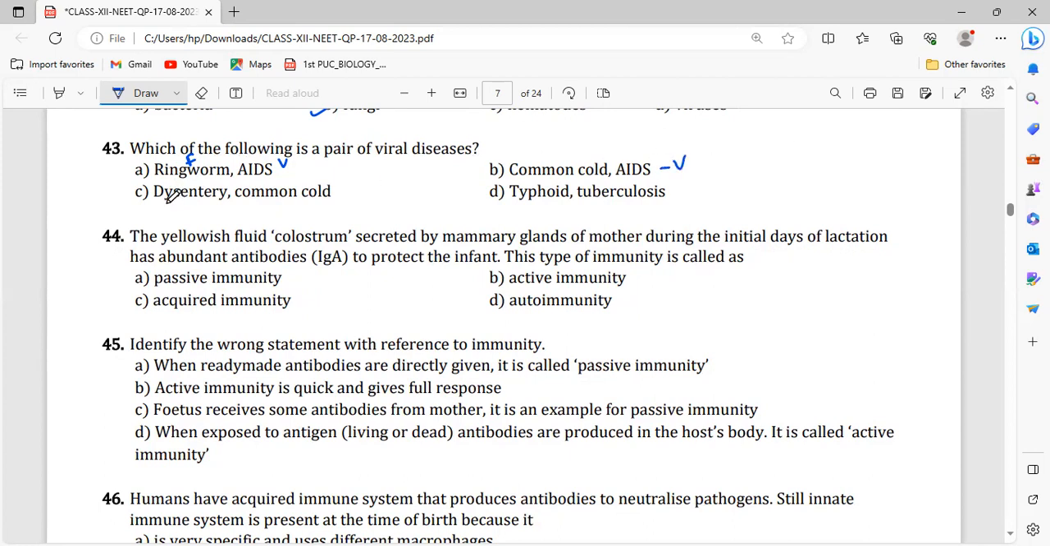Dysentery is caused by protozoa. Common cold is caused by virus. Typhoid is caused by bacteria. Tuberculosis is also caused by bacteria. So our answer will be option B.